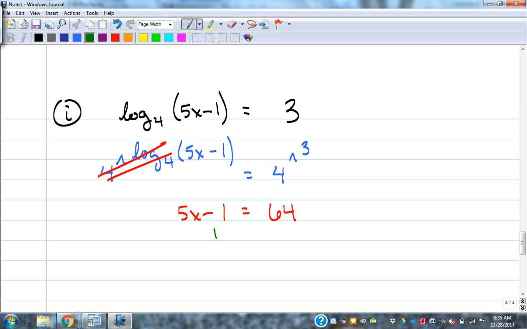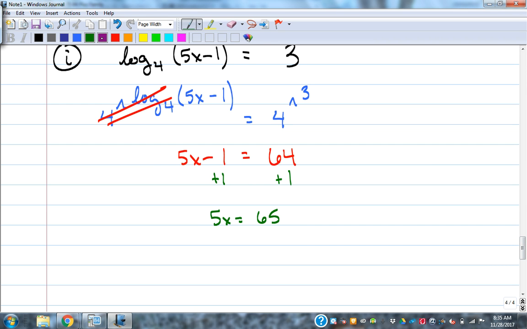Plus 1. 5x is equal to 65. Divide by 5. 13. Make sure that doesn't get a negative in the original equation. 5 times 13 is a big positive number. Minus 1 is going to stay positive. So that's okay. So that answer works out of that. Pretty easy.